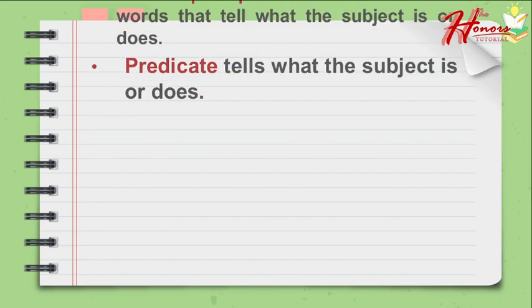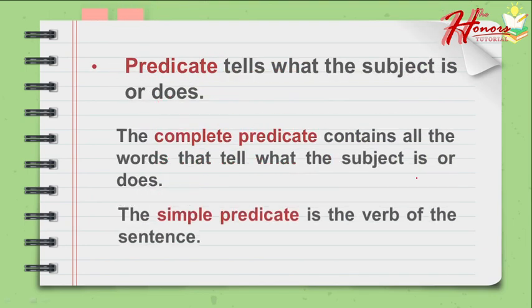Of course, if we have the subject, we also have another part that completes the sentence, which is called the predicate. When we say predicate, it tells what the subject is or does. In short, it answers the question: what is the action done by the subject in the sentence? Just like the subject, it could also be a complete predicate and a simple predicate. When we say complete predicate, from the word itself, complete, it contains all the words that tell what the subject is or does.